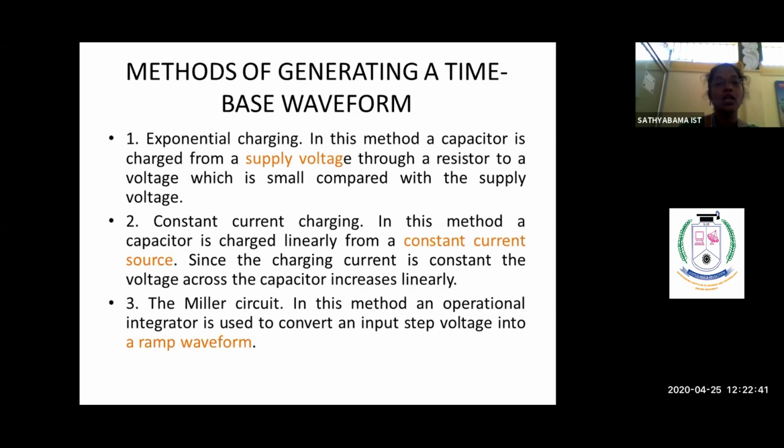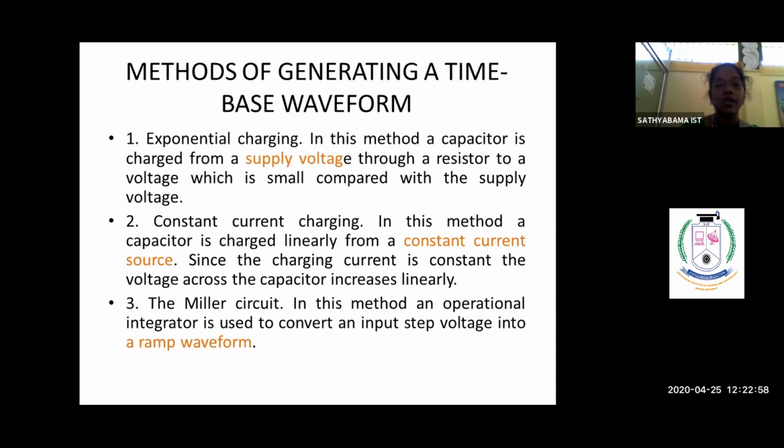Then the second one is called constant current charging. In this method, a capacitor is charged linearly from a constant current source. So instead of a voltage source, we have a constant current source. Since the charging current is constant, the voltage across the capacitor increases linearly.